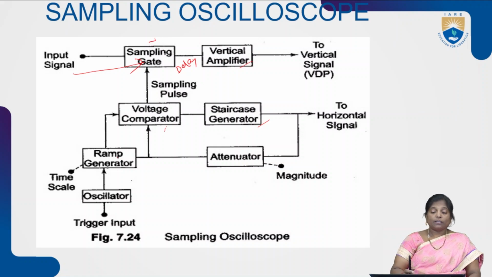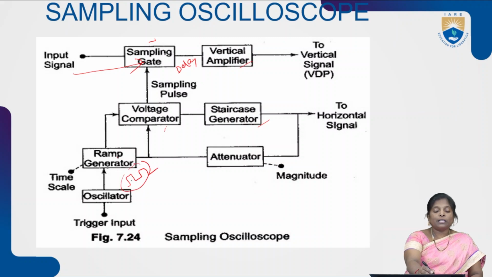Meanwhile, if you apply the triggering input, the oscillator generates the pulse signal. With this pulse signal applied to the ramp generator, it generates a sawtooth waveform.